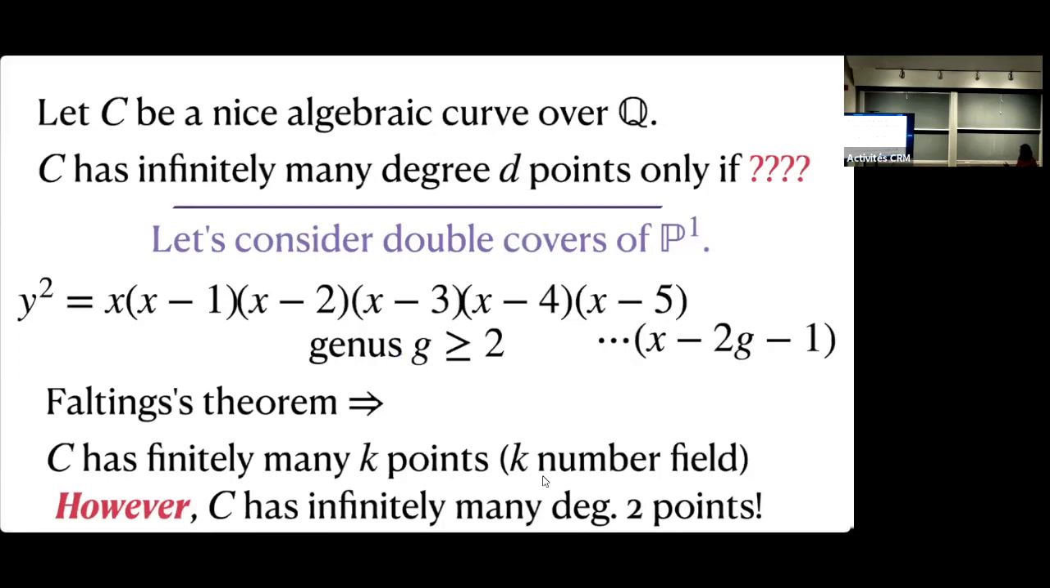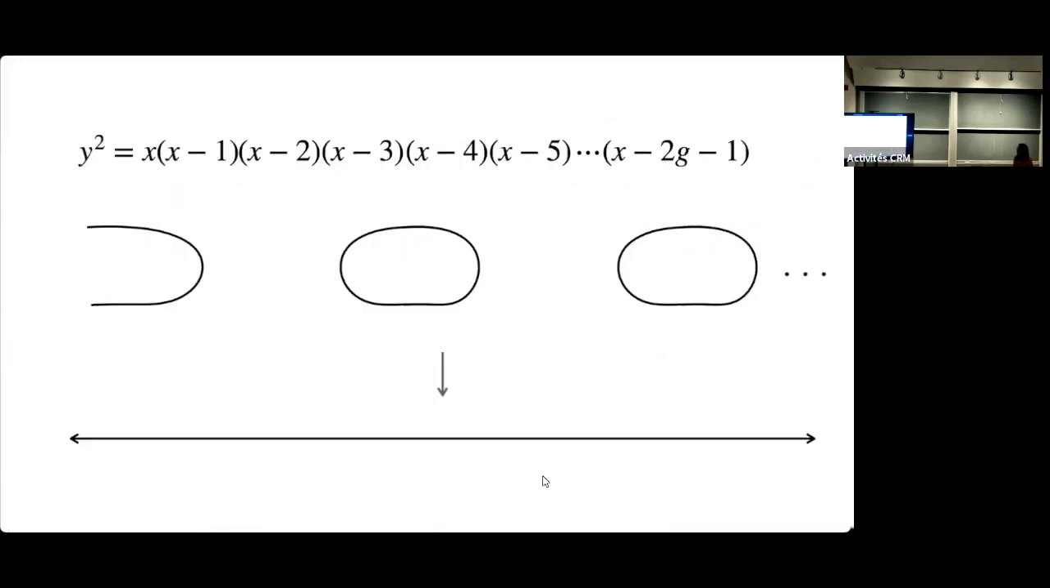So what this tells me is that the genus is not a strong enough invariant to detect this arithmetic property, that this arithmetic property of having infinitely many degree d points is a much more subtle property than having infinitely many points over some fixed field. And I need more knowledge of the geometry to detect what controls that. Okay, we're going to do this example again, but with pictures instead.